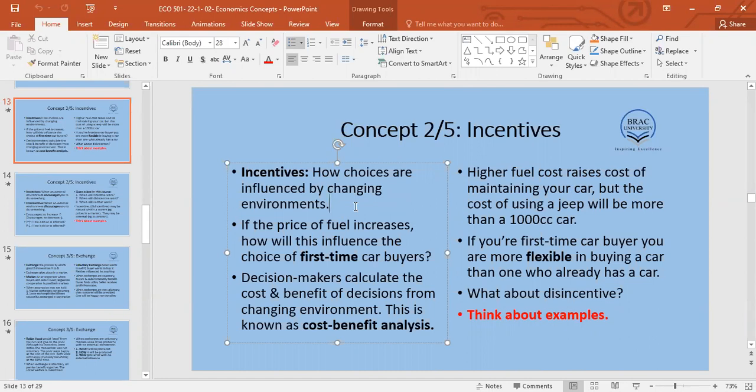Now this example is the example that I'm taking from the text. You can think about a different example in the context of Bangladesh or in the context of your personal life. How does the price of fuel influence first-time car buyers? So there's somebody in our class who doesn't have a personal vehicle, is thinking of buying a personal vehicle. Okay? So how does the price of fuel, i.e. the maintenance cost, influence your decision making?